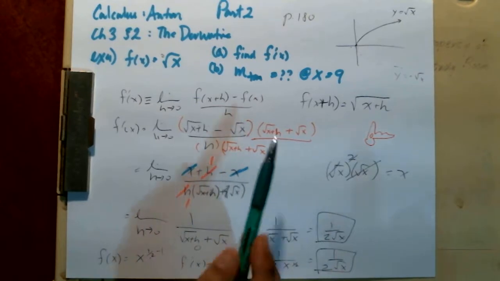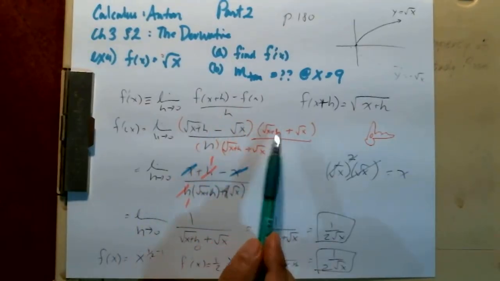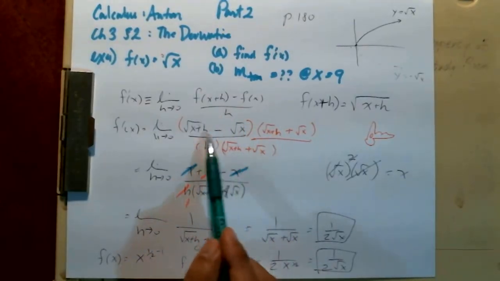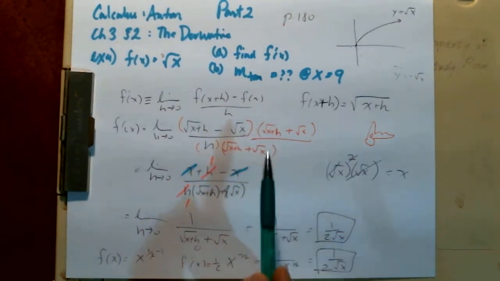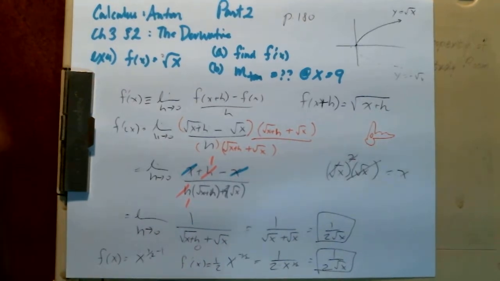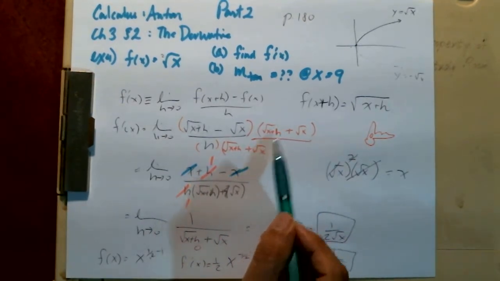So the key is multiplying by the conjugate so that you get rid of some of the radicals. A lot of times you'll either multiply by the conjugate or multiply by the LCD with the numerator and denominator.